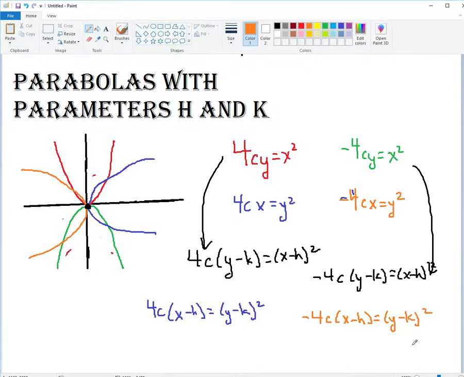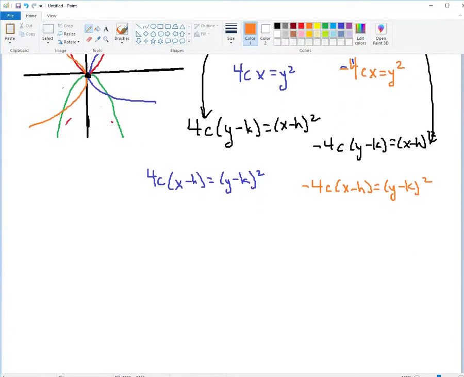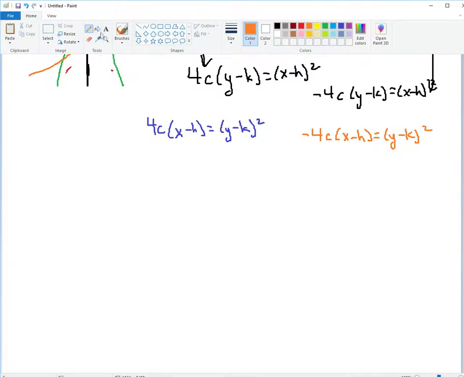Okay, so that is just the generic equations with no numbers in for c, no numbers in for h, and no numbers in for k. But everything else applies. So as soon as we have a parabola that is not centered on 0, 0, the origin, we have to start applying these four equations down here. And let's continue. I feel like continuing.